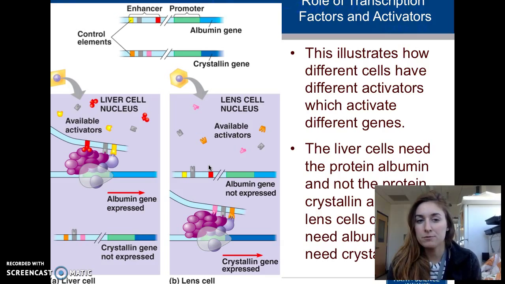Basically, if we look in the top left corner, I would say that transcription factors, they are also like control elements. So there are spots along the DNA where things can bind to either inhibit or accelerate transcription of something.